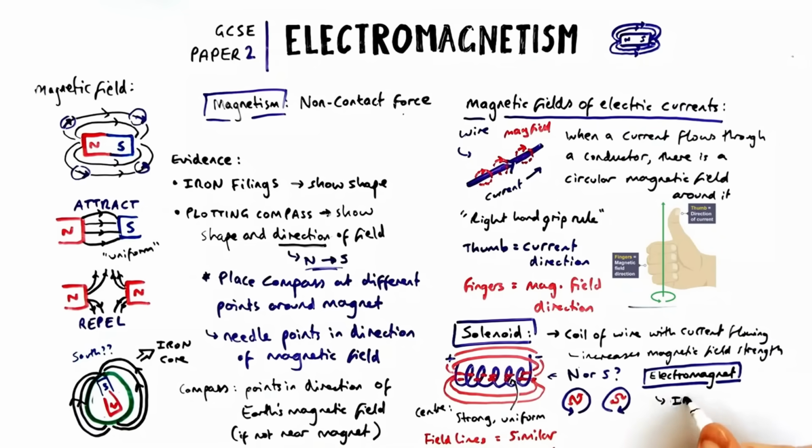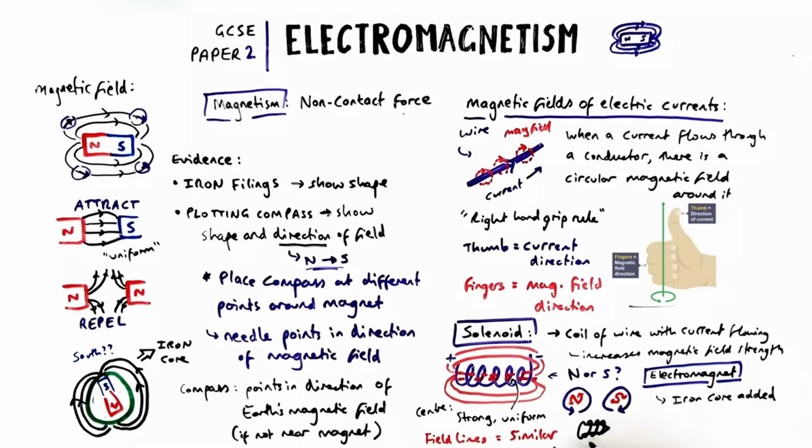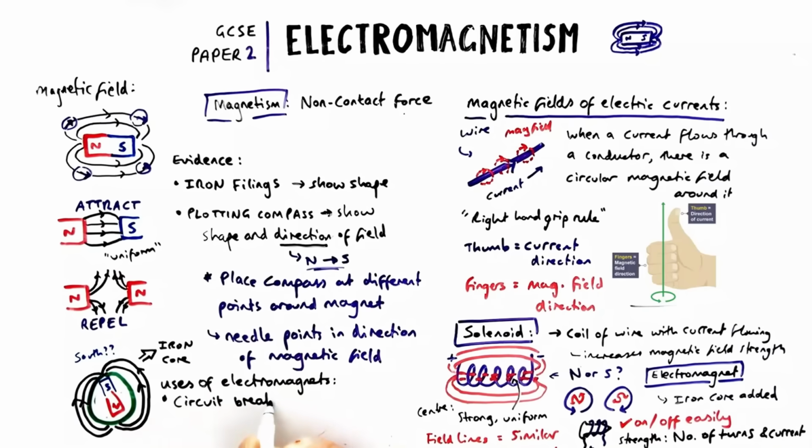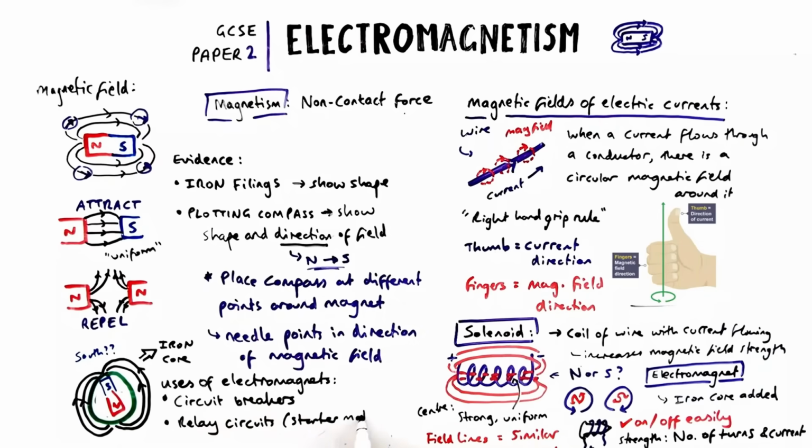If I wanted to make the magnetic field even stronger, I can make it an electromagnet by adding an iron core. The advantage of an electromagnet is that it can be turned on and off very easily, and I can vary the strength by varying the number of turns on the coil and also the current flowing through it, same as for a solenoid. There are lots of uses for electromagnets, things like circuit breakers in household appliances, relay circuits like a starter motor on a car, electric bells, electric locks, and lots of other examples as you see on the screen.